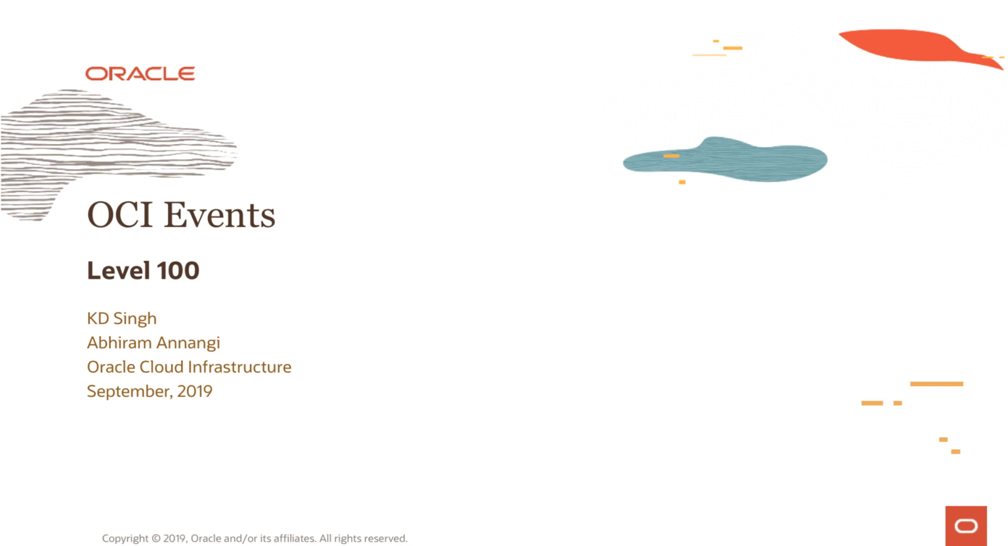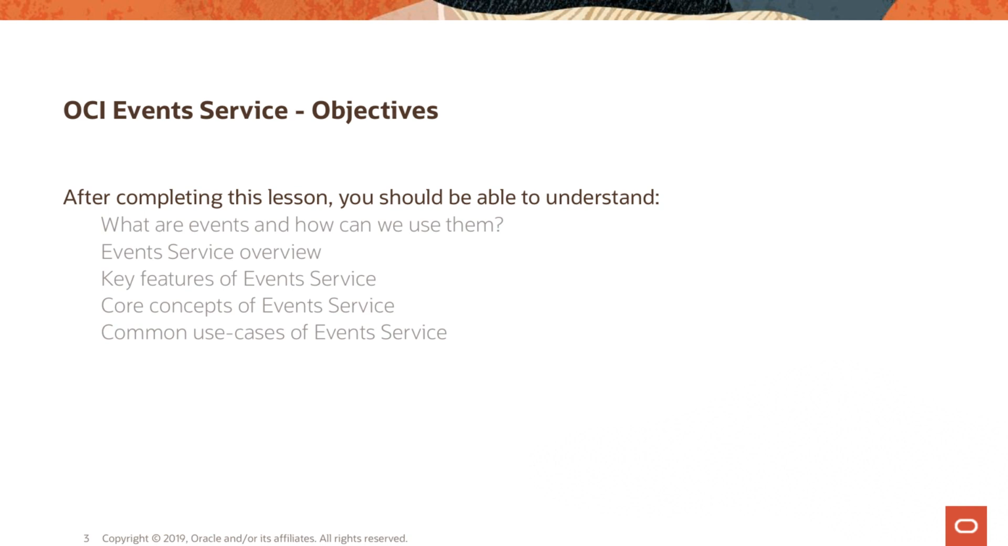The topic for this session is the OCI Events Service. This is actually the first part in the series. For this topic, we are going to start with understanding what events are and then why do we need them, how can we use them. They are very important for automation and serverless kind of architectures.